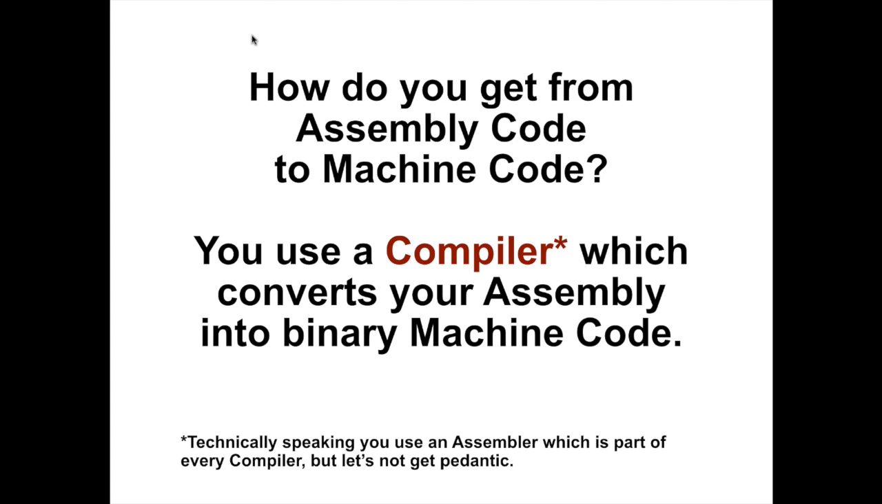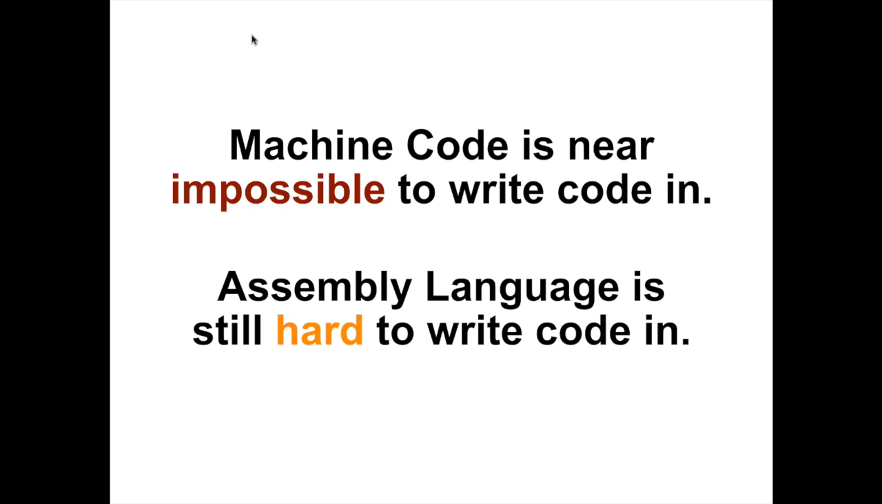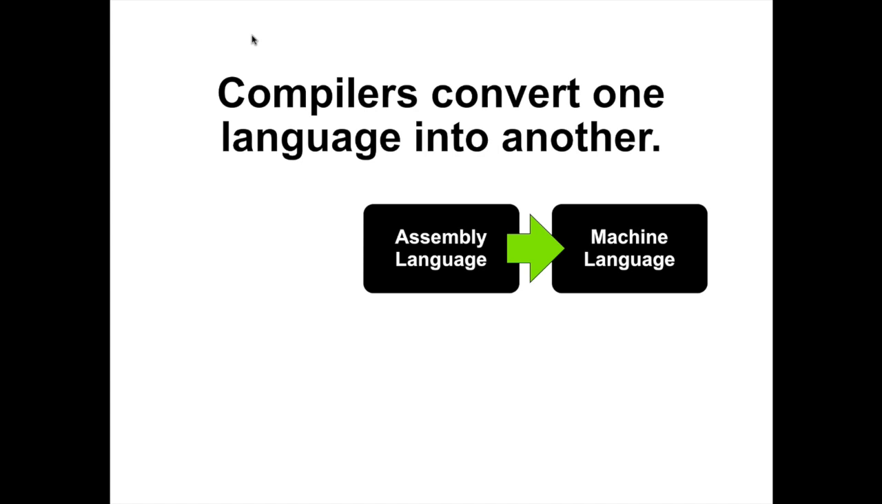Now, you can see the little note at the bottom. Technically, it's a part of what we would call a compiler, sort of generally called the assembler, but we don't need to get too much into the details here. Now, machine code is almost impossible to write code in, right? If you wanted to do a program that did anything significant, to do it in machine language would just be near impossible. Assembly language is better, but it's still really hard to write code in assembly. And so we need to find a better way.